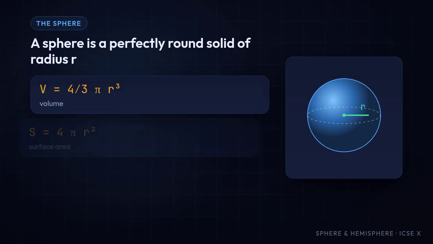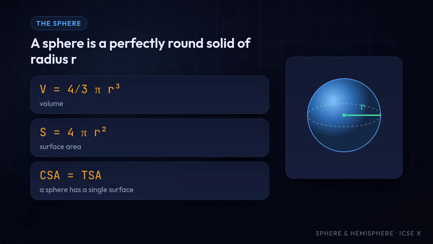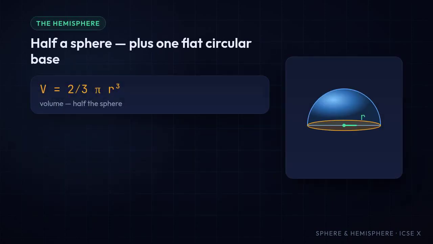First, the sphere. A sphere is a perfectly round solid. If r is its radius, then the volume equals 4 by 3 pi r cubed, and the surface area equals 4 pi r squared. Note that a sphere has only one surface, so its curved surface area and total surface area are the same.